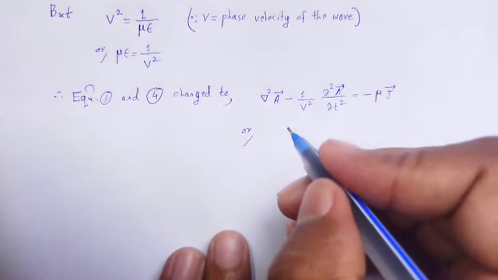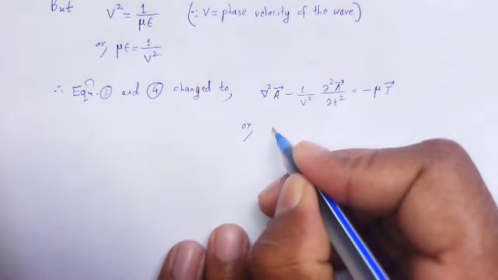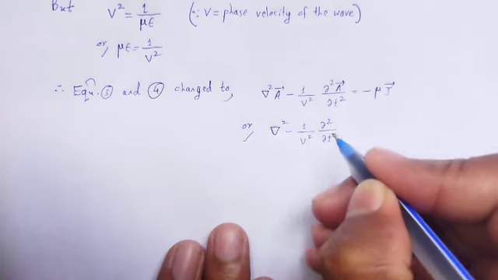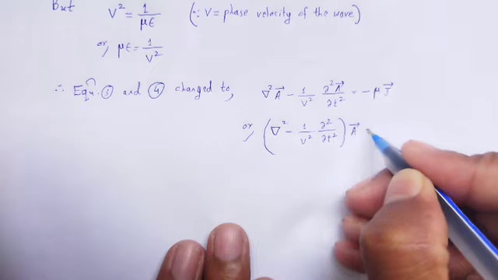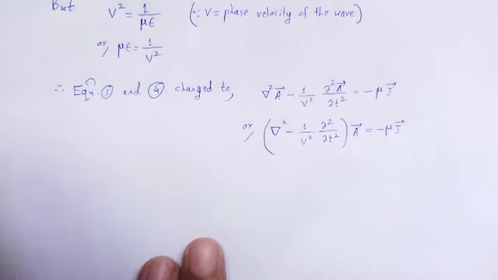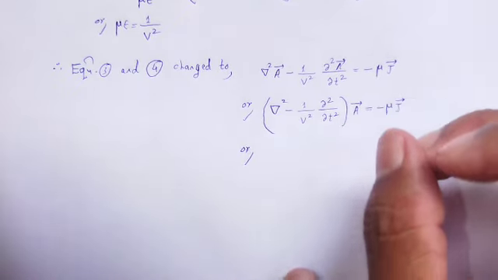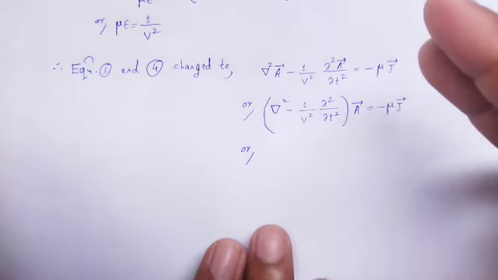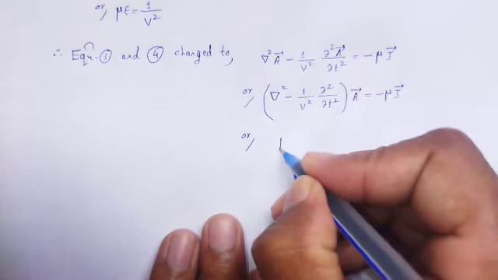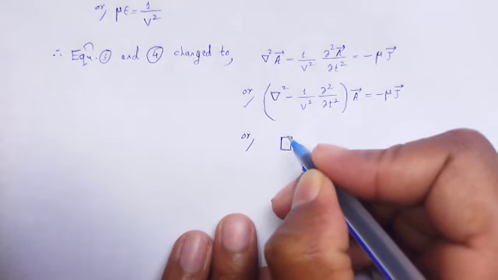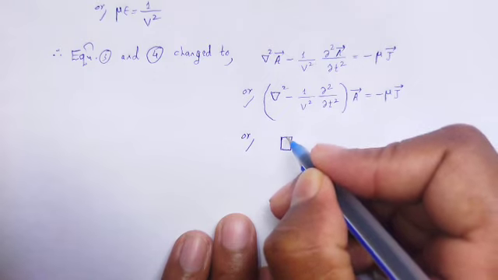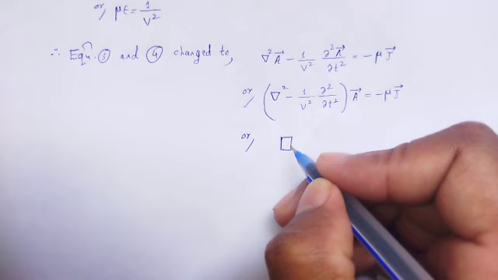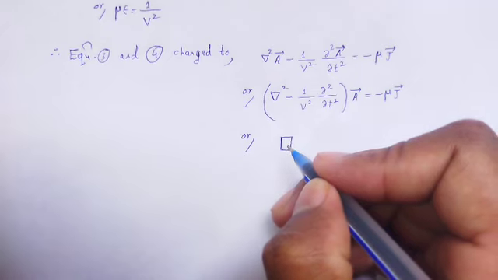From this, we write grad square minus 1 by V square del T square of A vector is equal to minus mu J vector. That term is denoted by an operator, and that operator is called the D'Alembert operator, and it is written as a square box. Square box represents 4 coordinates, 3 position coordinates and one time coordinate. Basically, that type of operator is used in space-time relativistic phenomena.